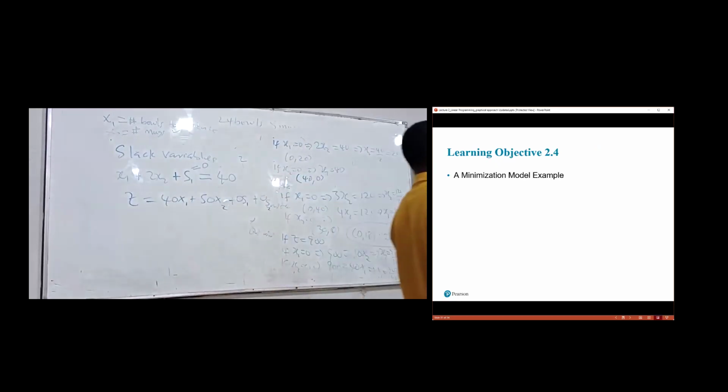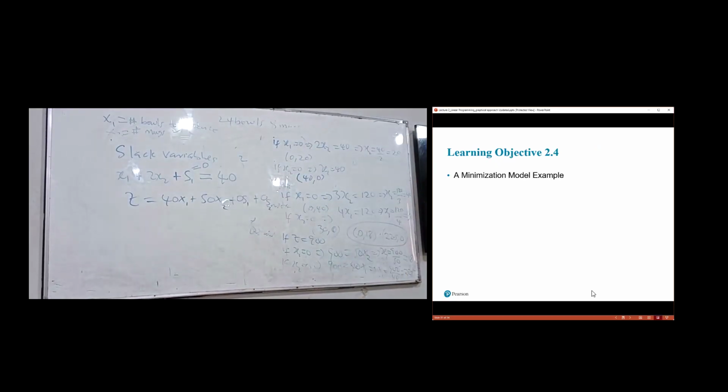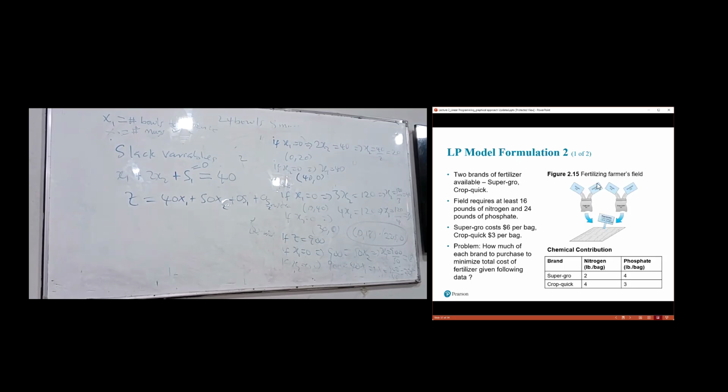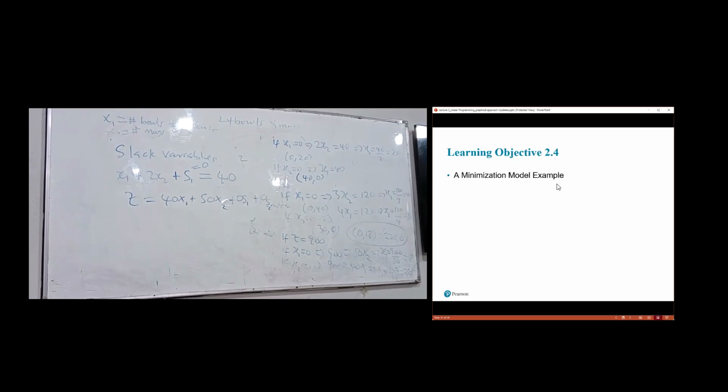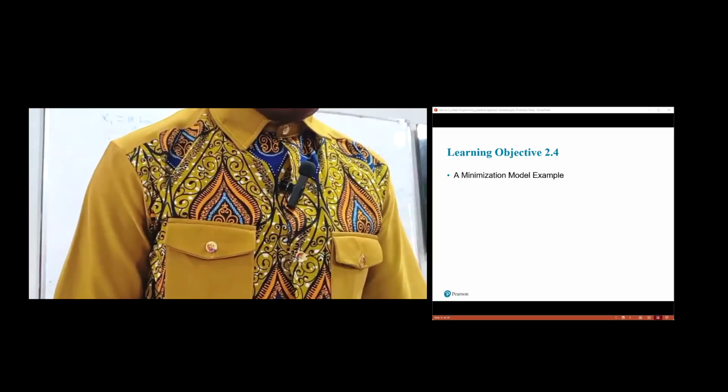Let's look at a minimization problem. What we did was maximization. So minimization is just the other side of the coin. So if you have a coin, just toss it. One face, head, the other one tail. It's just the opposite. Okay. So let's look at a typical minimization problem which you should be able to solve.